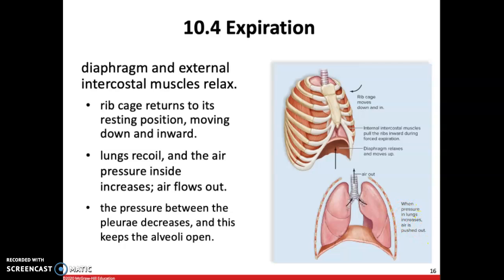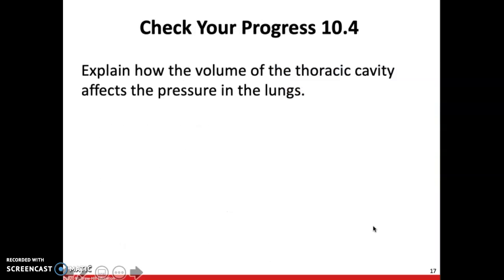As the lungs recoil, the pressure between the pleura decreases. It keeps the alveoli open. So in the event that you have an accident and the thoracic cavity is punctured, if you've ever heard the phrase of a punctured lung, the air is going to enter the space between the two pleura. This is actually going to cause the lung itself to collapse. It won't be able to fill up with air. It won't be able to inspire and expire as needed.